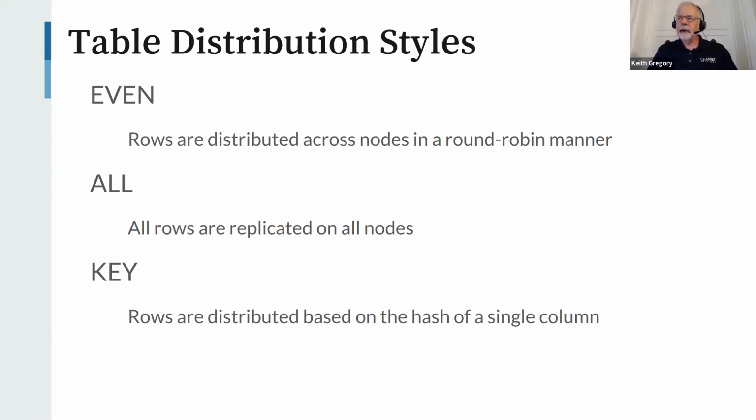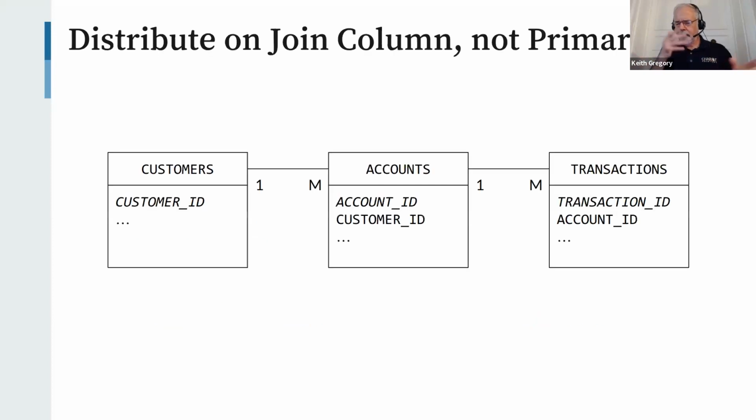Then the transaction table, you would also want to distribute on account ID. So that again, the joins between one account and its transactions happen on the same compute node. And this kind of brings us to the first rule when you're designing for Redshift, which is if you're picking a distribution key, you want to distribute based on the columns that you join most frequently.